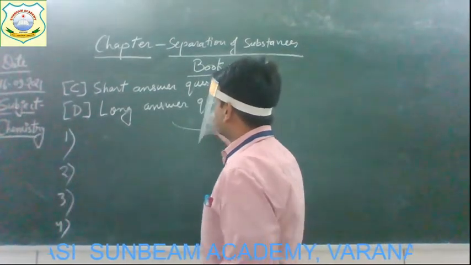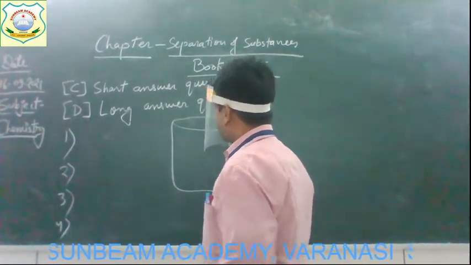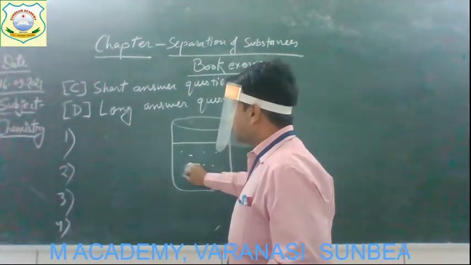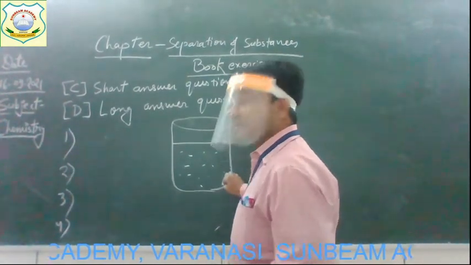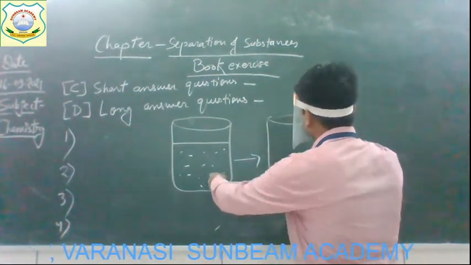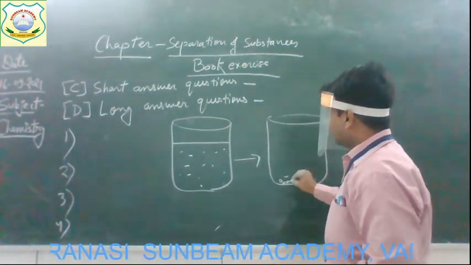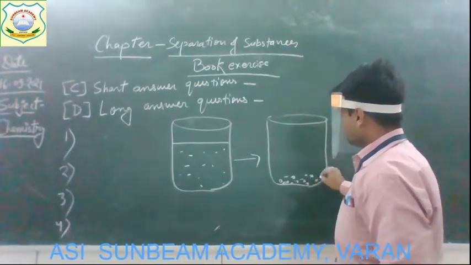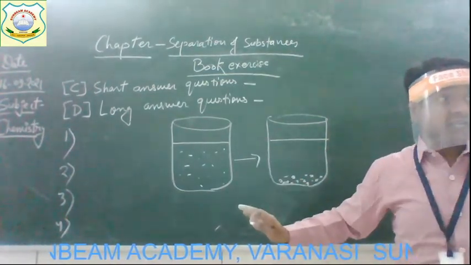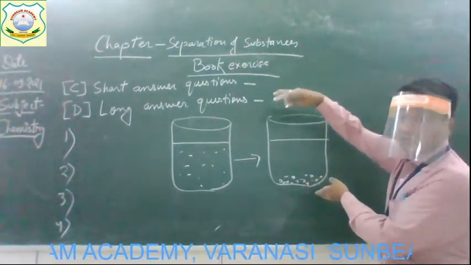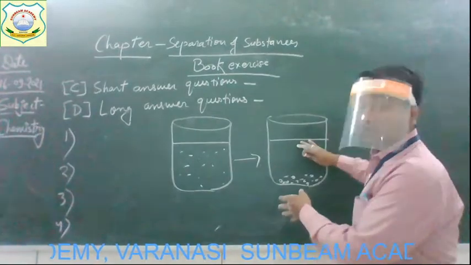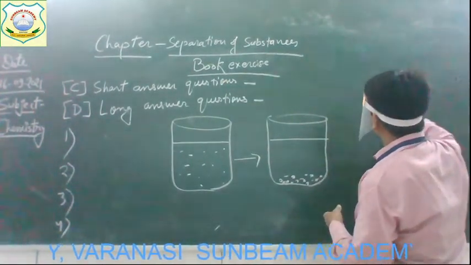Remember the diagram of sedimentation. How will you draw it? You will draw a beaker in which water will be there and some impurities, some small particles, are present. In the process of sedimentation, these solid particles will get settled in the water. This is sedimentation, and pouring this water into another beaker is decantation. You will pour this water by tilting the beaker.